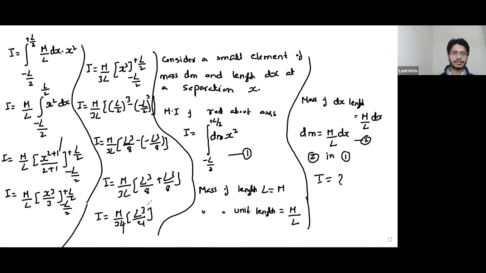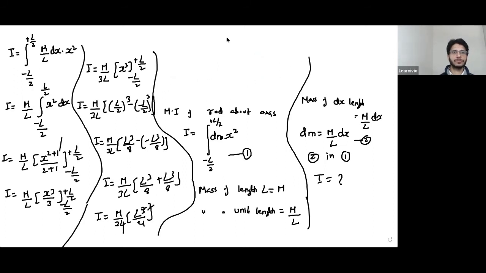Now I can cancel this L with this cube. Only square is left. So this is cube and this is L. You can cancel this L with this cube, and L square is left. So you have I is ml square by 12. So this is the moment of inertia, which is ml square by 12.